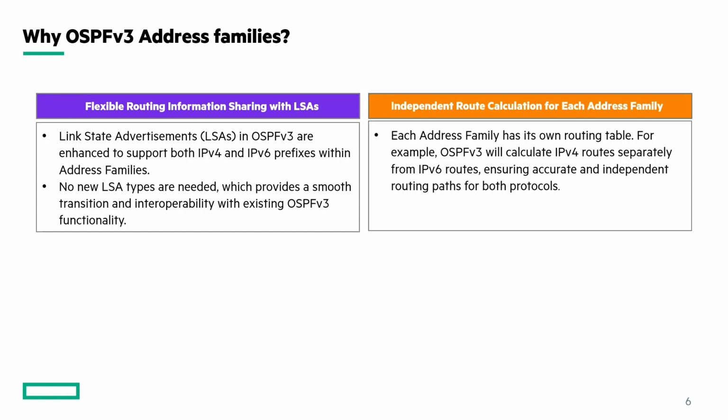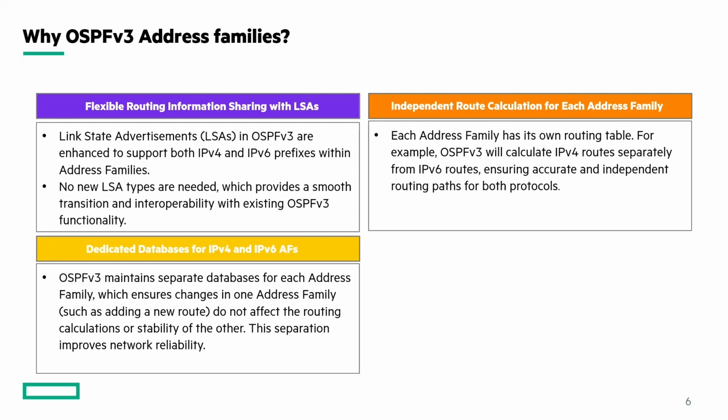The next one is independent route calculation for each address family. Each AF has its own routing table. For example, OSPFv3 will calculate IPv4 routes separately from IPv6 routes, thus ensuring accurate and independent routing paths for both these protocols. Following that is the dedicated database for IPv4 and IPv6 AFs. OSPFv3 maintains a separate database for each AF, which ensures changes in one AF do not affect the routing calculations or stability of the other, thus improving network reliability.